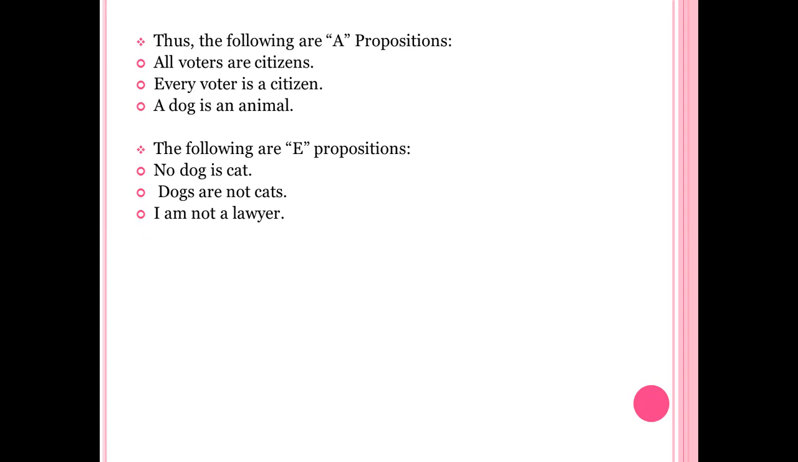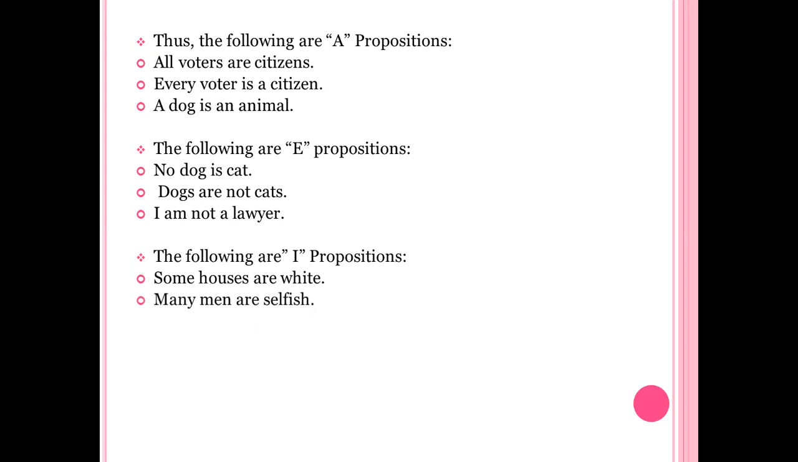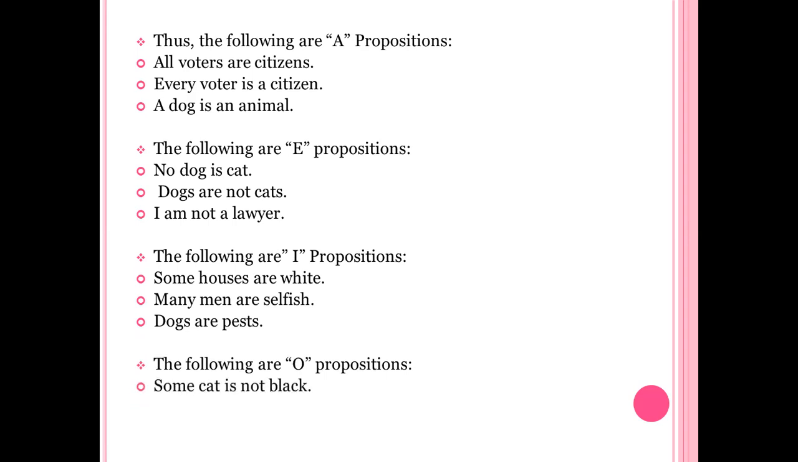How about O and I? For O and I, this only applies to a particular term or proposition. And again, I is for affirmative propositions, and O is for negative propositions. So we have here I again. Some houses are white. Many men are selfish and dogs are pests. Meanwhile, for the O proposition, we have some cat is not black. All horses can't jump, and not every man is a saint.